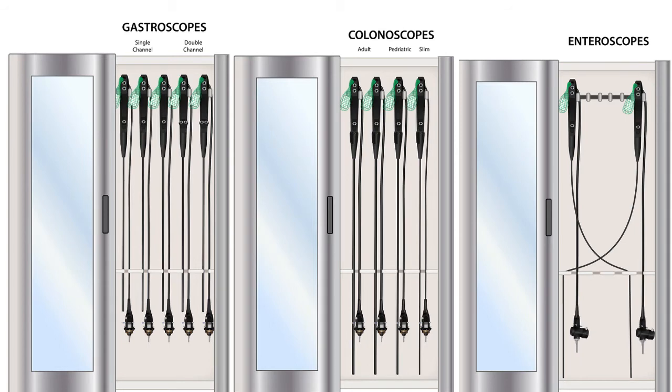And then enteroscopes. Compared to the other scopes, they are very long and also very, very thin. And next, let us move to specialty scopes. Specialty scopes are used for pancreaticobiliary work and staging and treating cancer.